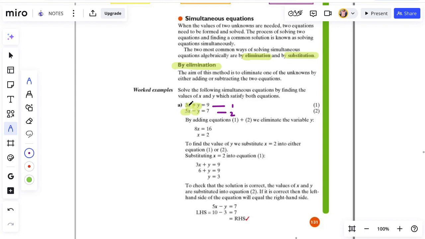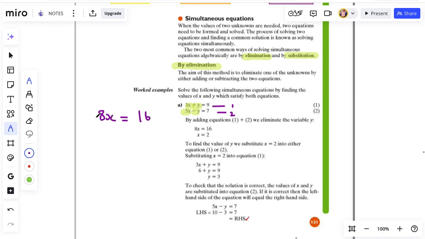If I add 3x plus 5x, I'll get 8x. And if I add plus y and minus y, I'll get 0. Plus y added to minus y gives 0. They will cancel each other out. Then we add 7 and 9. If you add 7 and 9, you get 16. So the next step is to divide both sides by 8.